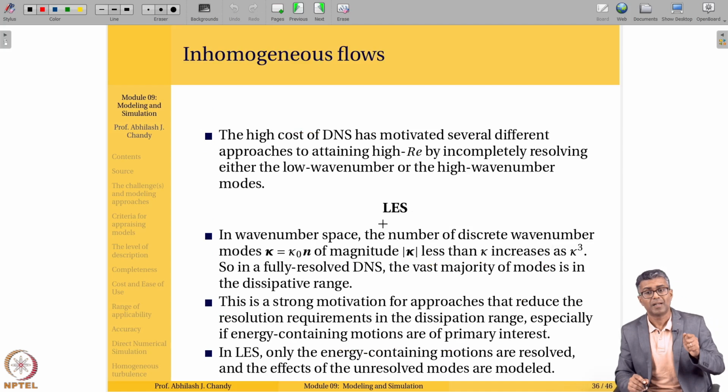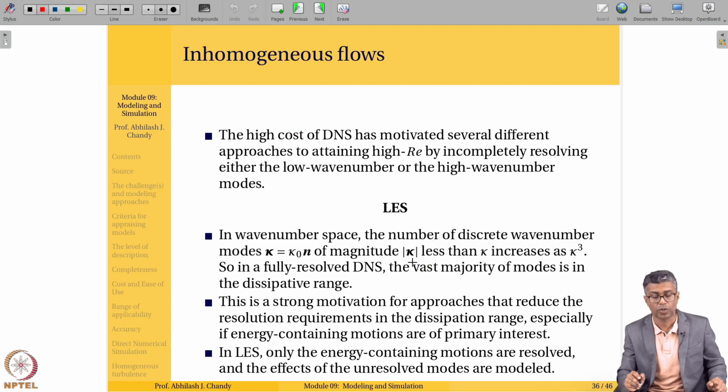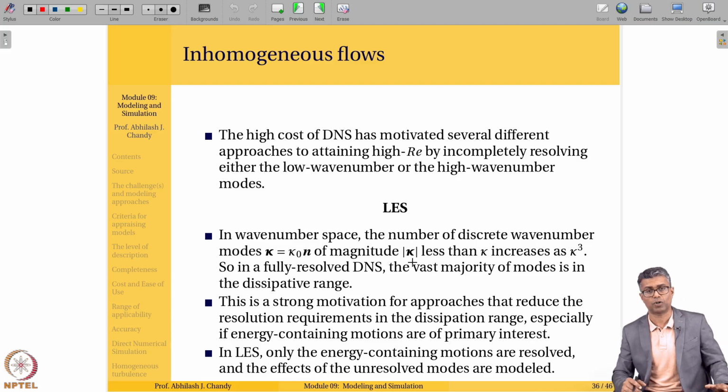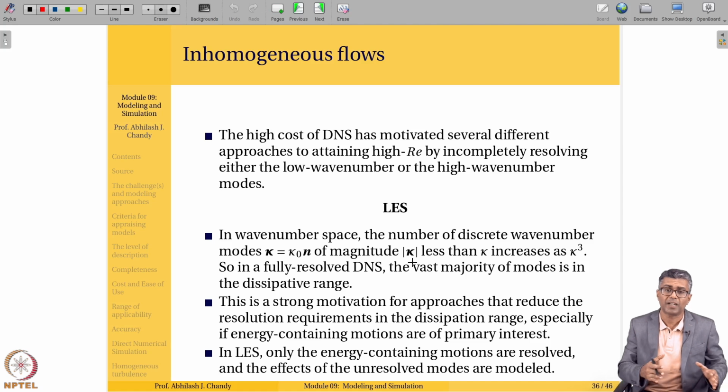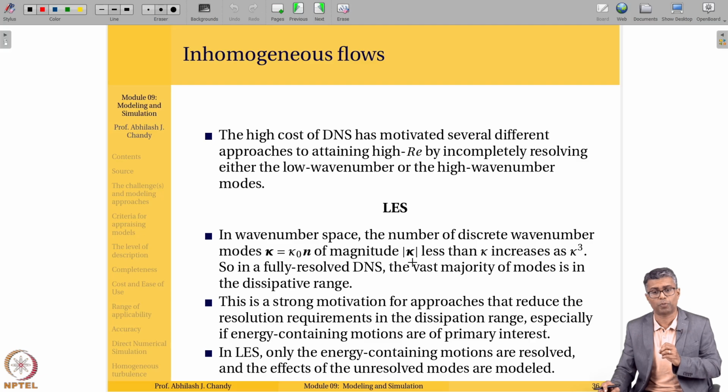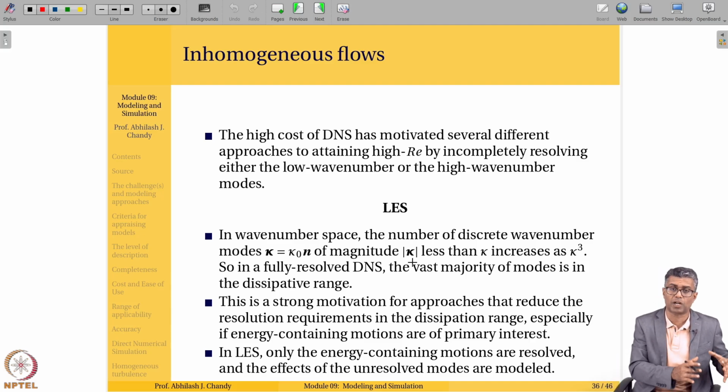Now, in wave number space, the number of discrete wave number modes of magnitude less than kappa increases as kappa cubed. Because of this, in a fully resolved DNS, the vast majority of modes are in the dissipation range. Now, this is a strong motivation for approaches that reduce resolution requirements. So what if there was an approach where we didn't have to resolve all those length scales? That is the motivation for an alternative approach where you can reduce the resolution requirements in the dissipation range, especially if the energy containing range motions are of primary interest.